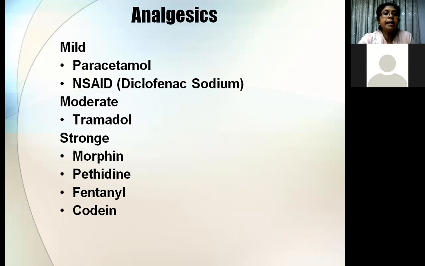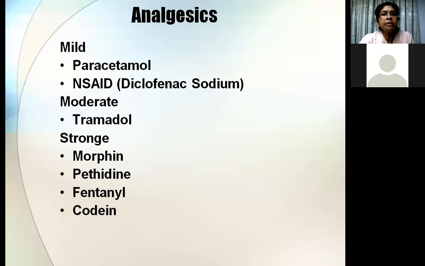Then we get NSAIDs, of which diclofenac sodium is the commonest that we use, but we have celecoxib, rofecoxib, and ketorolac. All these drugs that have come up now are non-steroidal anti-inflammatory drugs, which we can use as analgesics. So these are mild analgesics, but while you're giving them, you can add on a moderate or a strong analgesic if the patient's pain has not gone off, right?